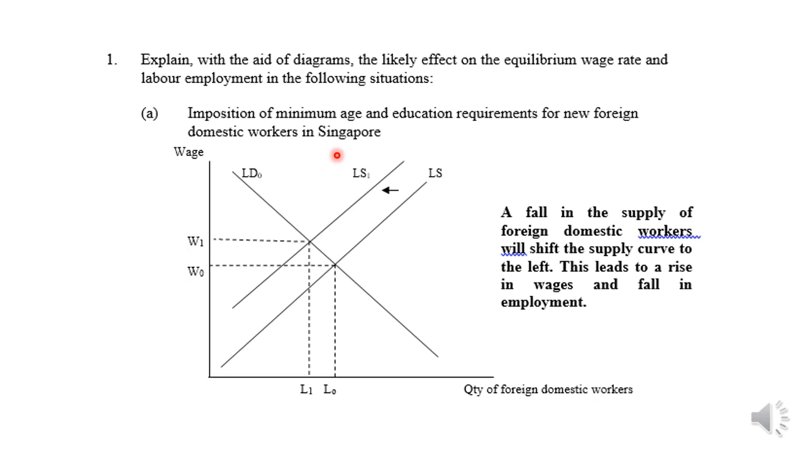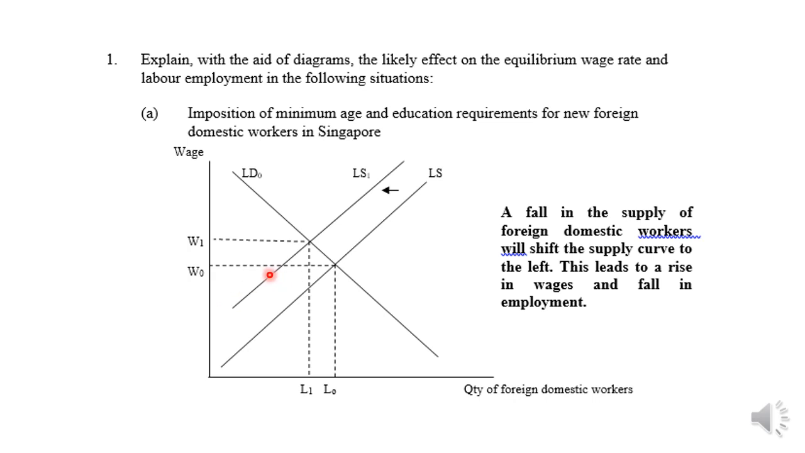Now this means that when we make this kind of new rule that foreign domestic workers must meet certain extra criteria, less of them are able to qualify to work in Singapore. Okay, so the supply of workers will fall, right? Because the pool of people that can meet extra requirements will be lesser. Okay, so supply of the foreign workers will fall.